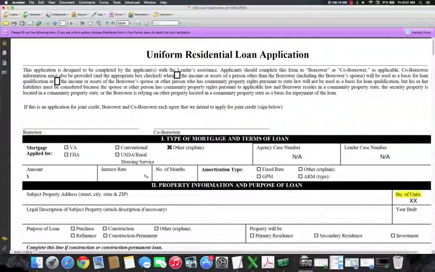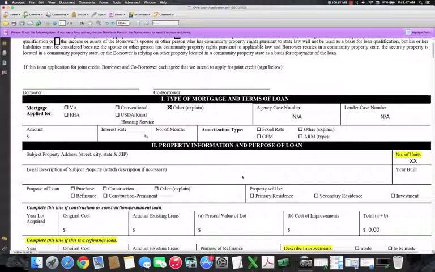So some of the things I've highlighted here, some things are more important than others, obviously, in terms of information, and some of them are just not going to be applicable. Like when you see here mortgage applied for, it's going to be other because it's stated income. There's not going to be an agency case number. There's not going to be a lender case number for you to fill in.